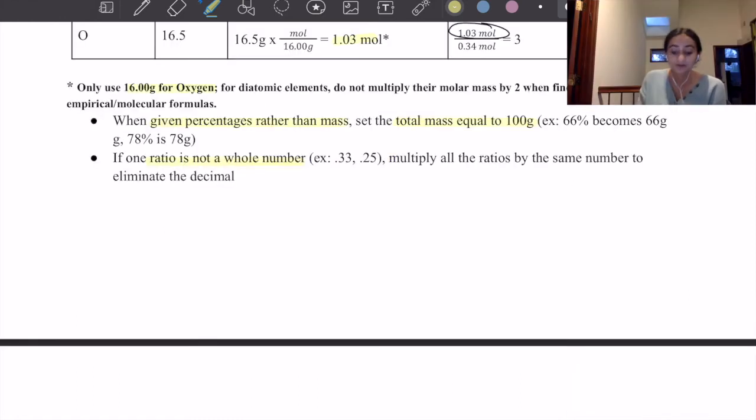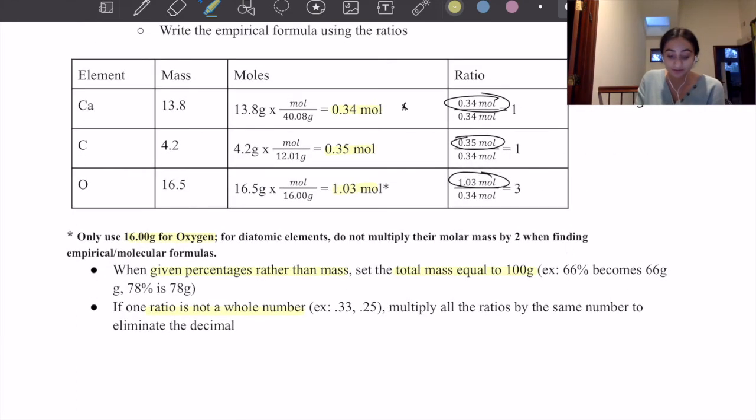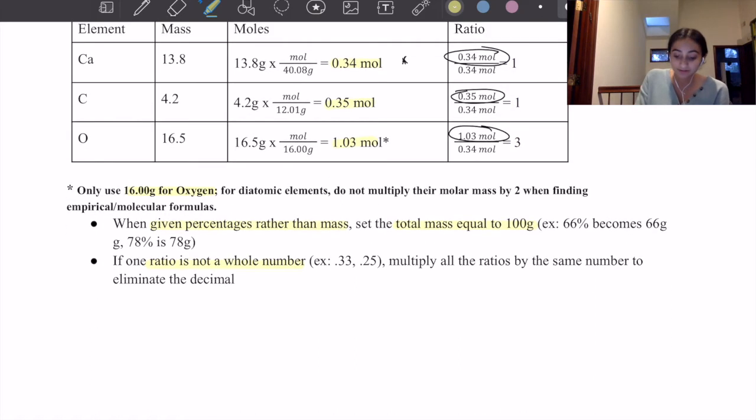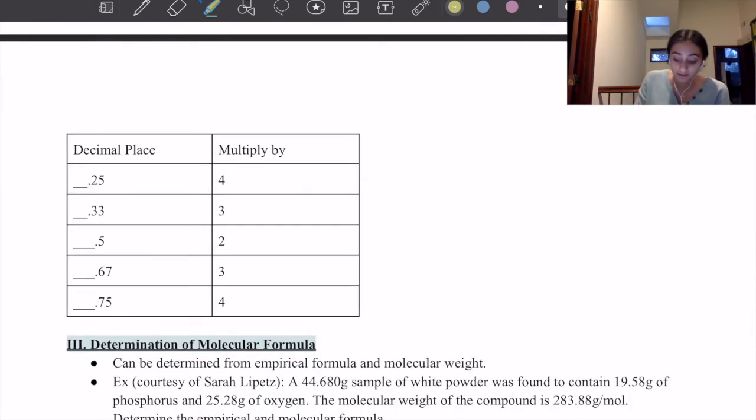So there is also a process if your ratio for an element, so like one of these numbers, is not a whole number, you would basically just multiply all of the ratios by the number that you use in order to get rid of the non-whole number. And I will show you over here.